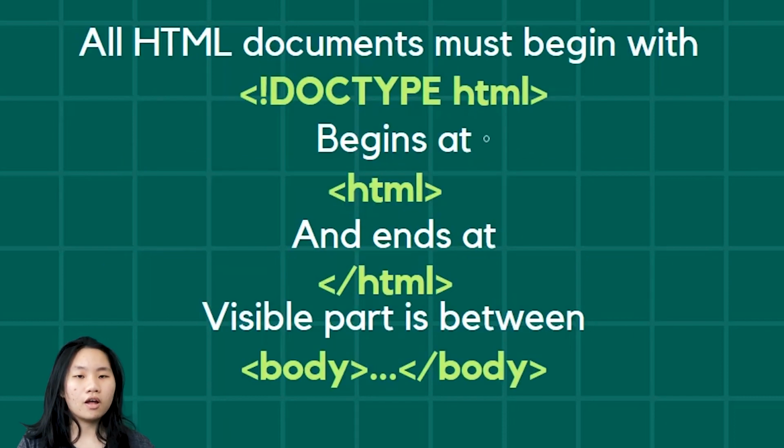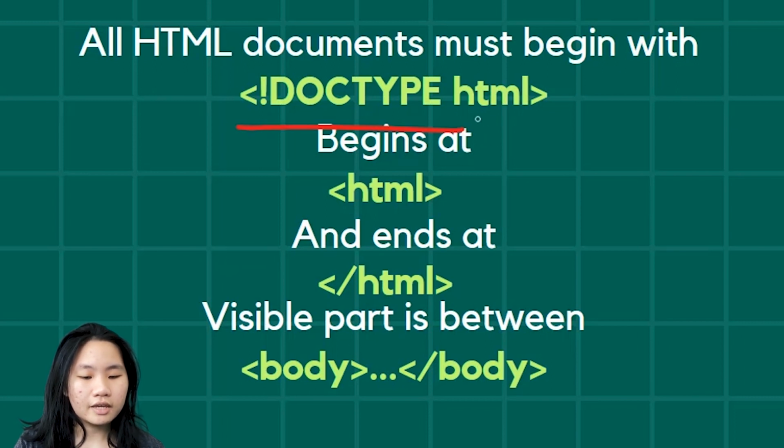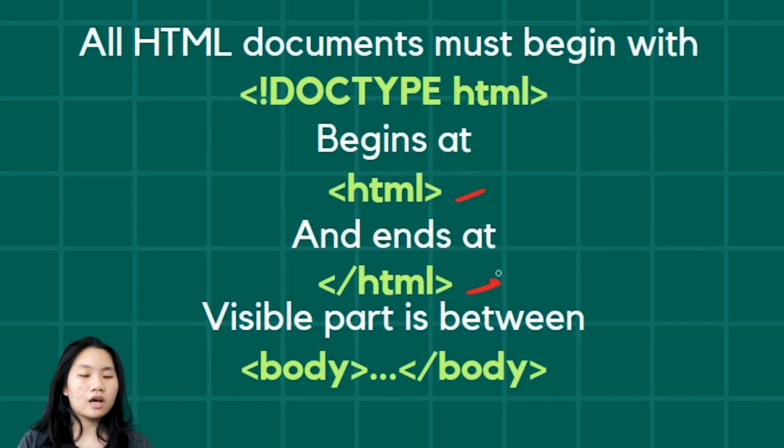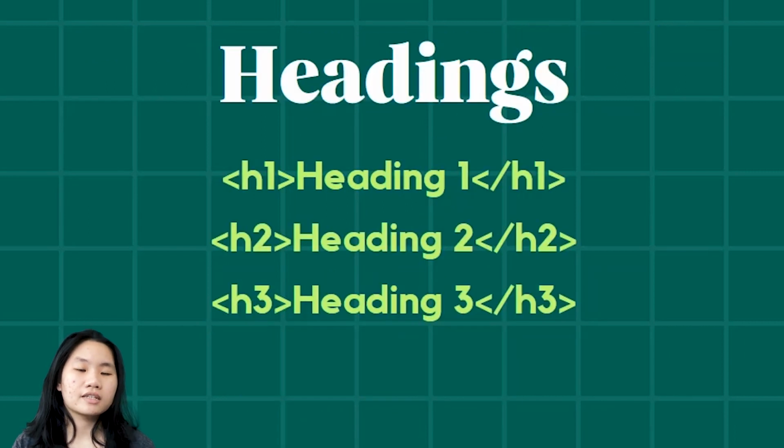Okay, so all HTML documents must begin with a doc type HTML, right? Afterwards, you have to open with an HTML tag, right? And this HTML tag, like most tags, has to have an end tag right here. And the visible part of your code is in between the open body tag and the closing body tag. Let's dive deeper into the common tags that are often used by programmers.